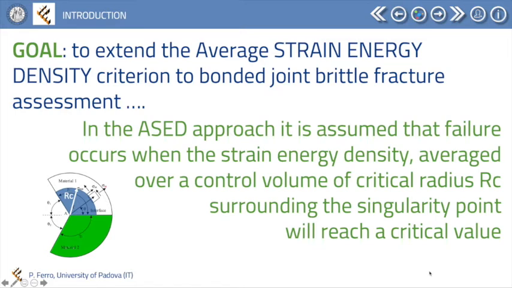So, the goal of the present work is to apply for the first time the average strain energy density approach to bonded joint brittle fracture assessment. In this approach, it is assumed that failure occurs when the strain energy density averaged over a control volume of critical radius RC surrounding the singularity point reaches a critical value.